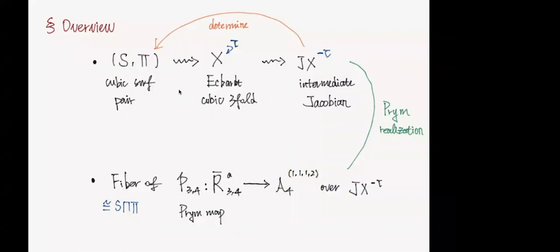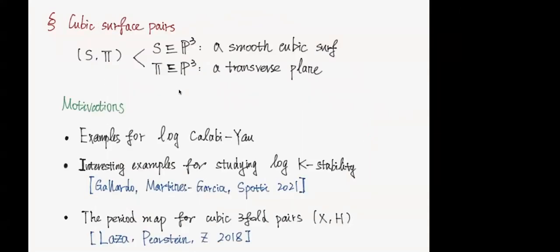This anti-invariant part basically lives in this A_4^{(1,1,1,2)}, and we prove that the fiber of this Prym map is S intersect pi, which is an elliptic curve. But anyway, I will come to it later. That's our second result, this fiber of the Prym map, which turns out to be the key ingredient for proving the Torelli theorem. Okay, so that's an overview. Let me go to some details.